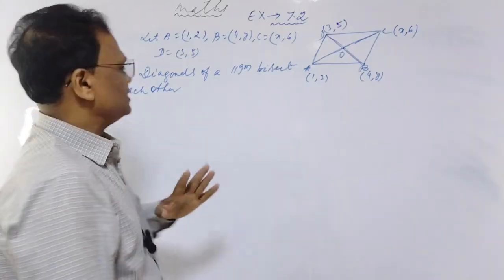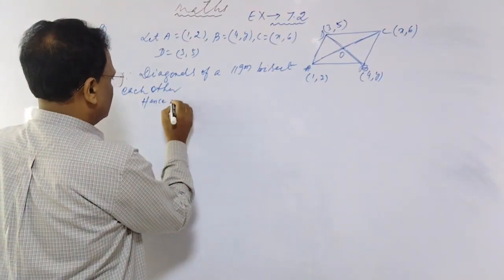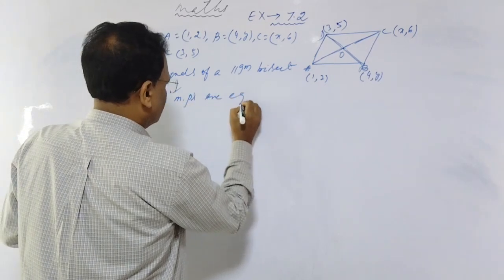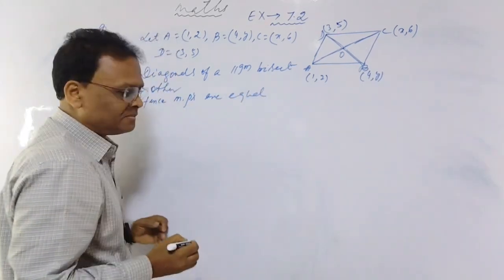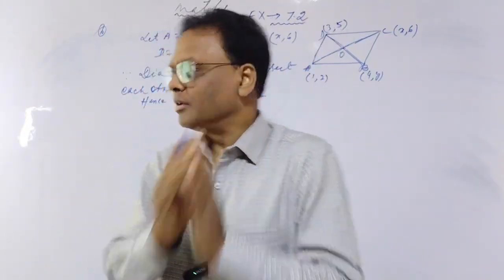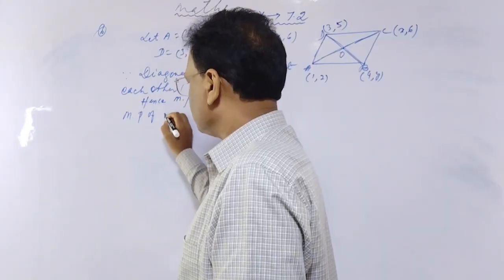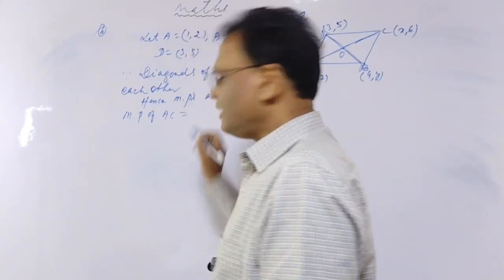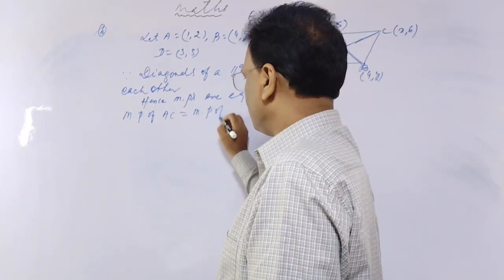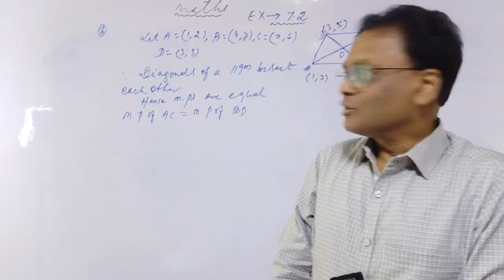Diagonals of a parallelogram bisect each other. Hence, midpoints are equal. Whose midpoints? The midpoint of AC and the midpoint of BD, both are equal. Now, what can I say? The midpoint of AC will definitely be equal to the midpoint of BD. So this is the only final conclusion.